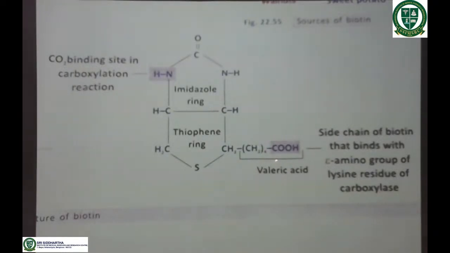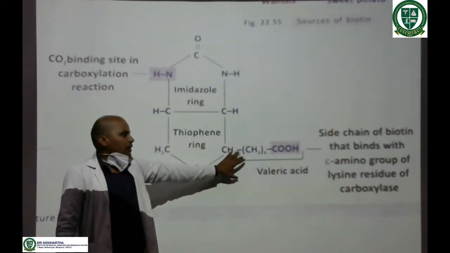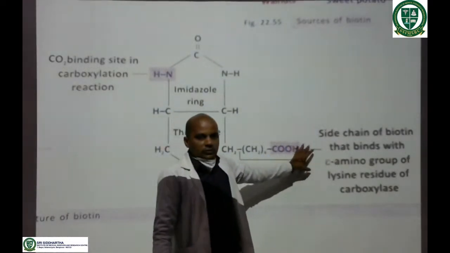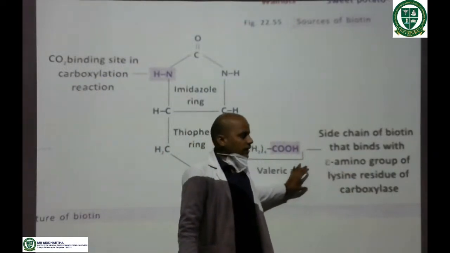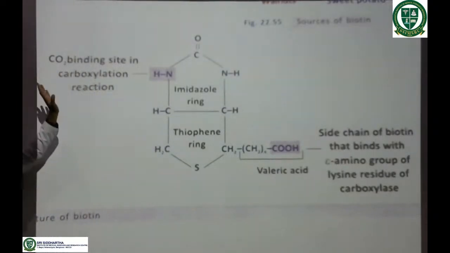This valeric acid side chain binds to the lysine residue of the various enzymes. The main function of this valeric acid is that it binds to the enzyme, the various carboxylase enzymes. So to that enzyme this valeric side chain will be attached. This nitrogen atom is a carbon dioxide binding site. The important function of biotin is that it is involved in carbon dioxide fixation reactions. That is, it accepts the carbon dioxide from various sources and donates it to the various substrates. The main function of biotin is its involvement in carbon dioxide fixation reactions.